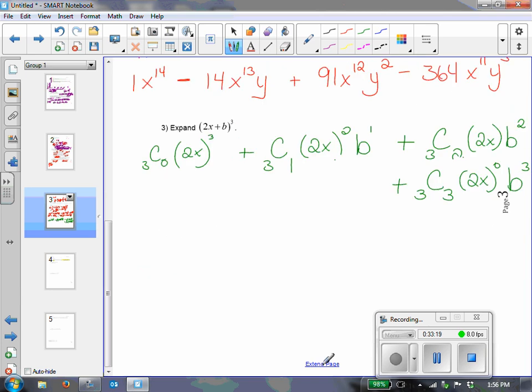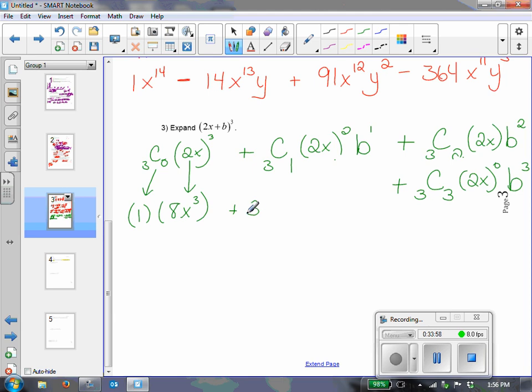Okay, so now we're going to evaluate it. 3 choose 0? 1. That's right. Okay, so here's the thing that screws people up. Don't forget to cube your 2. So what's 2 cubed? 8. So this is going to be 8x cubed. There's my Pascal's triangle coefficient, and 2 gets cubed. Now this term, 3 choose 1, hopefully is 3.